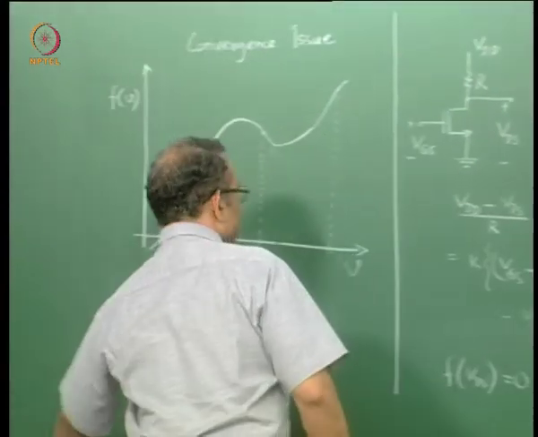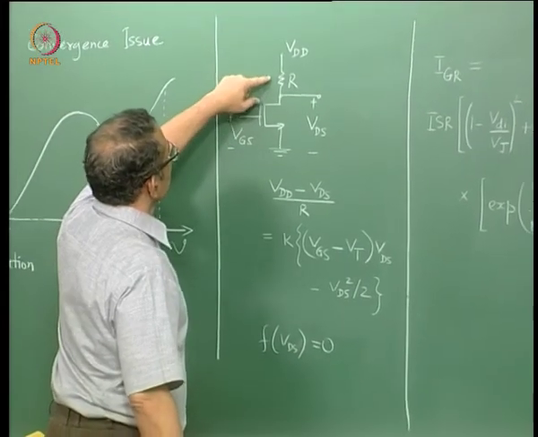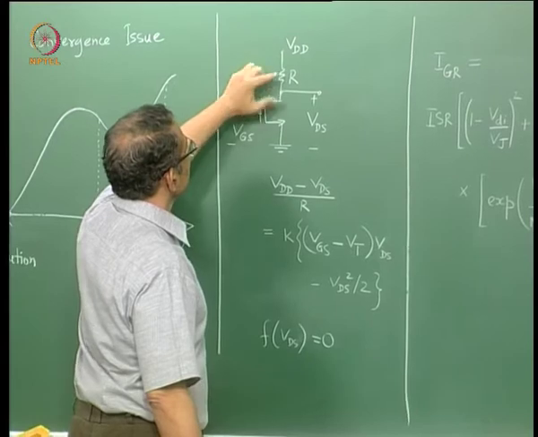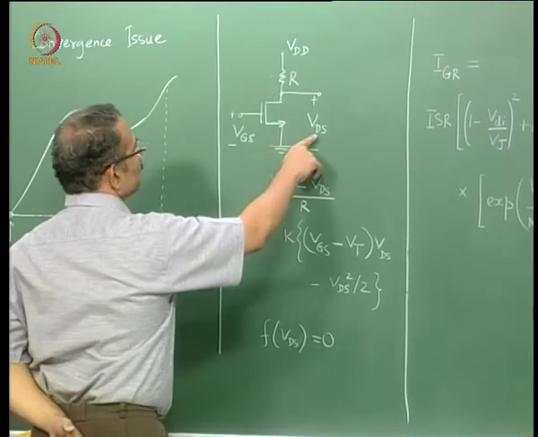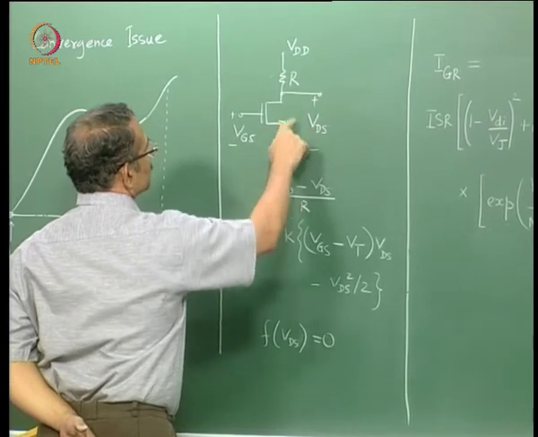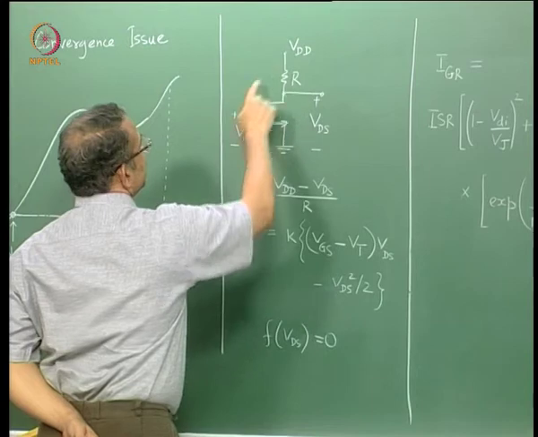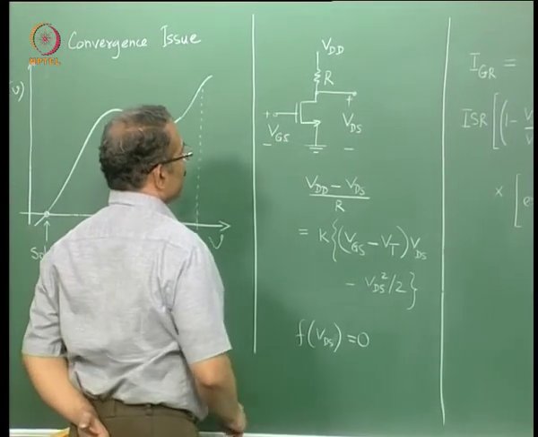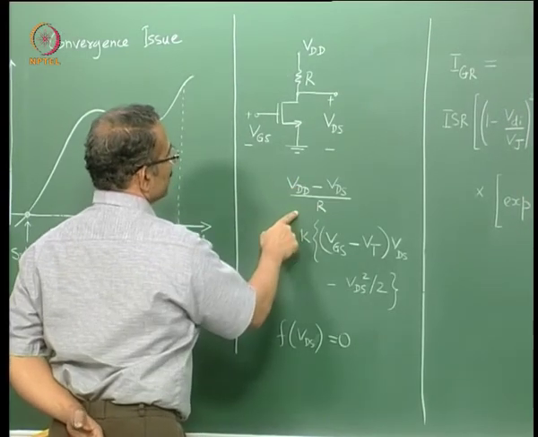Let us look at a model required for simulating circuits. Take a simple circuit like this, which consists of a resistance in series with a MOSFET. Suppose I want to find out what is the drain to source voltage, or voltage at this point. The power supply voltage is VDD and the input voltage to the gate is VGS. The equation that will give you VDS is shown here.